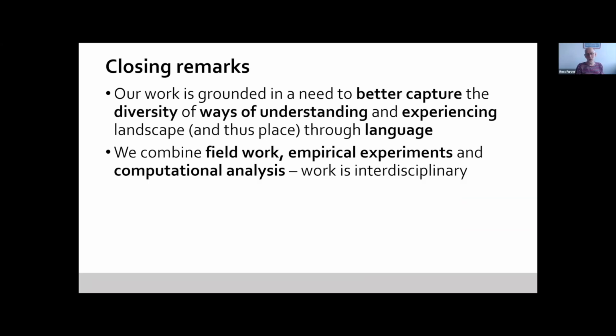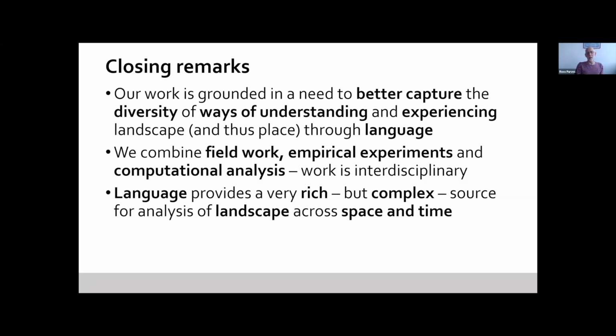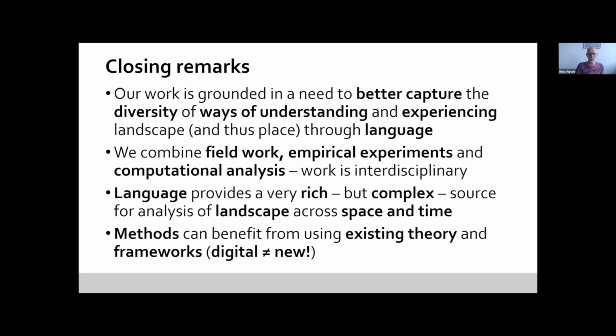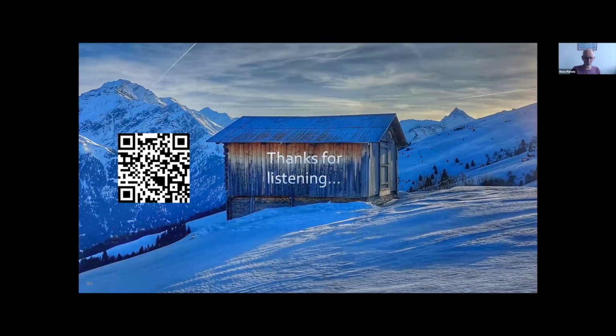That means we also work with lots of different people. Language gives us a very rich but also a complex source to analyze these sorts of things across both space and time. And our methods can benefit, and I hope I persuaded you of that too, from using existing theory and frameworks. So just because something is digital doesn't mean it necessarily has to be new. I want to wrap up there.